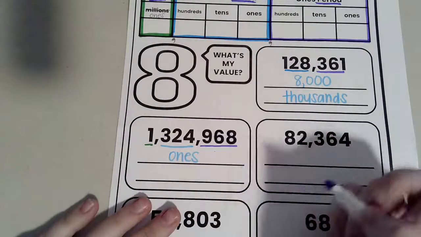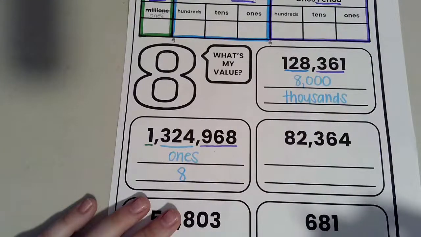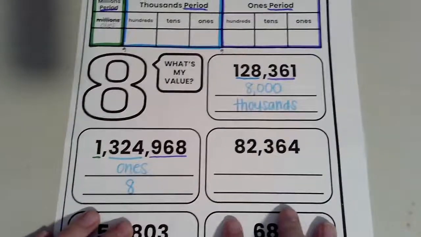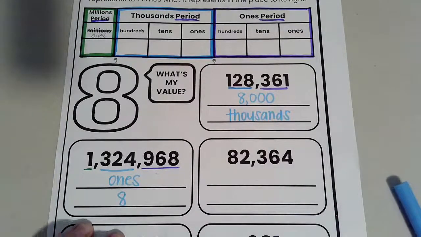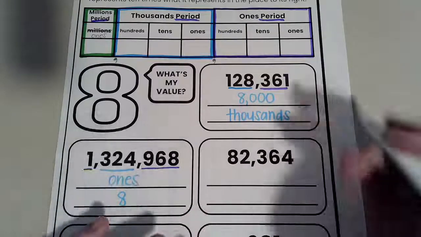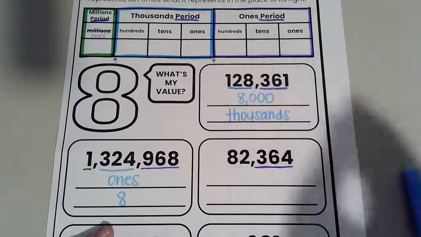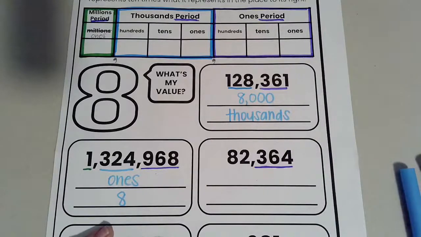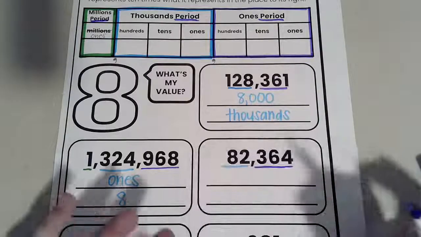All right, so let's take a look at this one. We have our ones period. These are all ones, tens, hundreds. And then we have our thousands period. Now our period is not complete, but it's still the period. So where is our 8? Let's figure it out. So we're going to go ones, tens, hundreds.